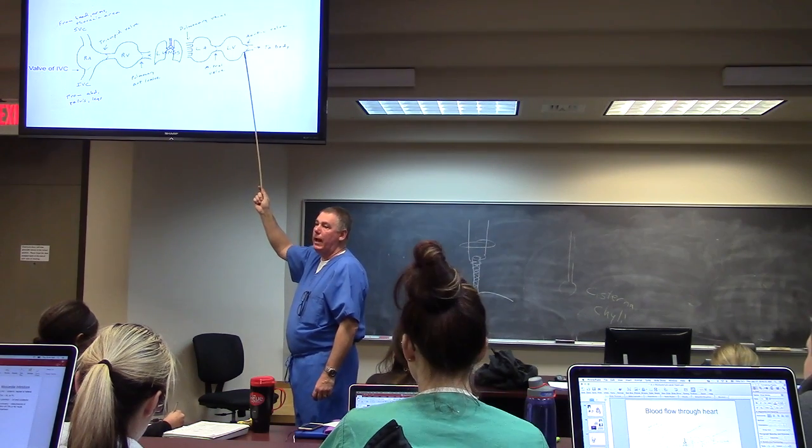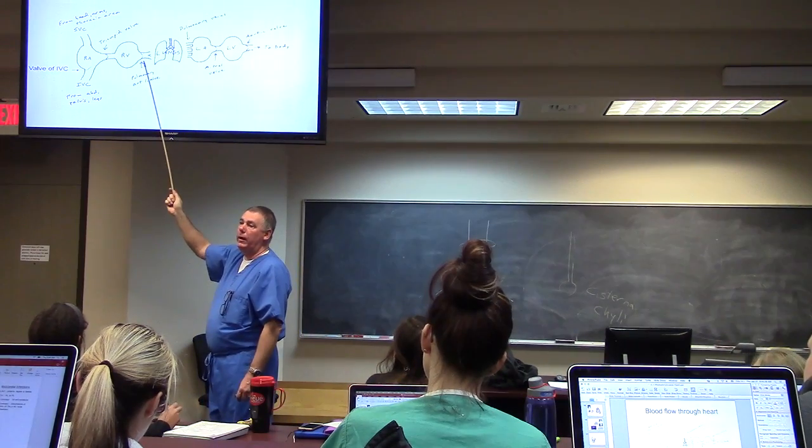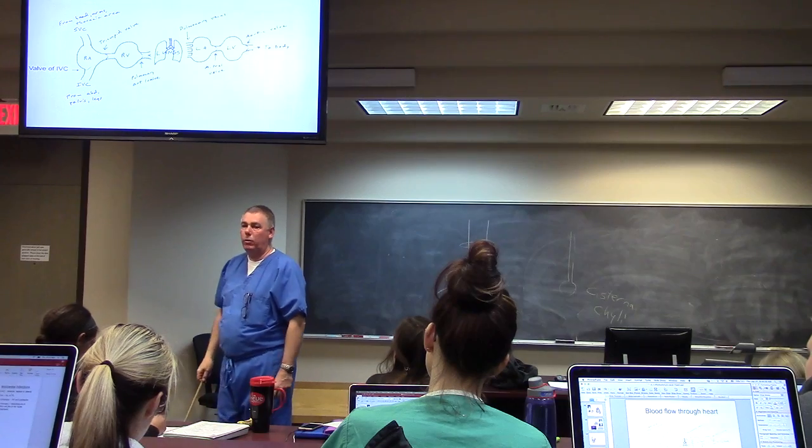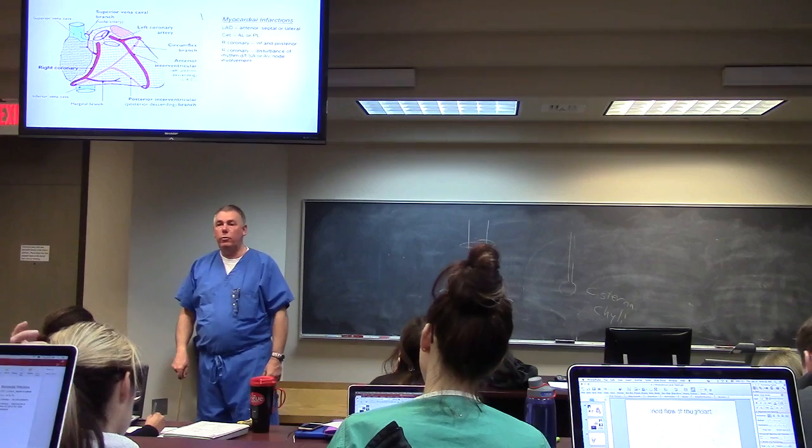There's a valve at the aorta called the aortic valve, and a valve at the pulmonary artery here called the pulmonic valve. We'll go through each of those in just a second. But that's the course of blood through the heart.